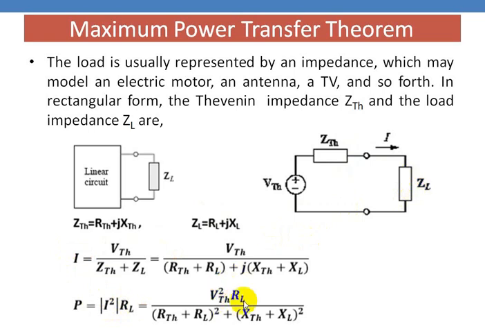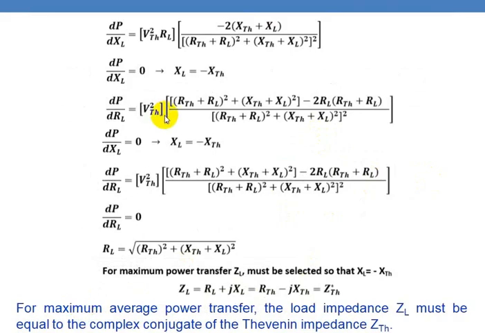So this will be VTH square into RL divided by (RTH plus RL) whole square plus (XTH plus XL) whole square. Now to find out the impedance for which maximum power will be transferred from this circuit to this load impedance, you differentiate this power and equate it to 0. First case: you differentiate power with respect to XL and equate to 0. You will get XL equal to minus XTH.